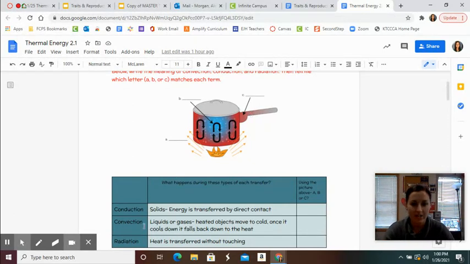Then convection is right here. Convection happens in liquids or gases, and that is when there's a cycle. When something heats up, it moves toward the colder spot, so the heat will move to the cold, and once that heat gets cold again, it will drop back down, and so on, an endless cycle. It heats up, cools down, drops back, and you can see these arrows here with this endless motion.